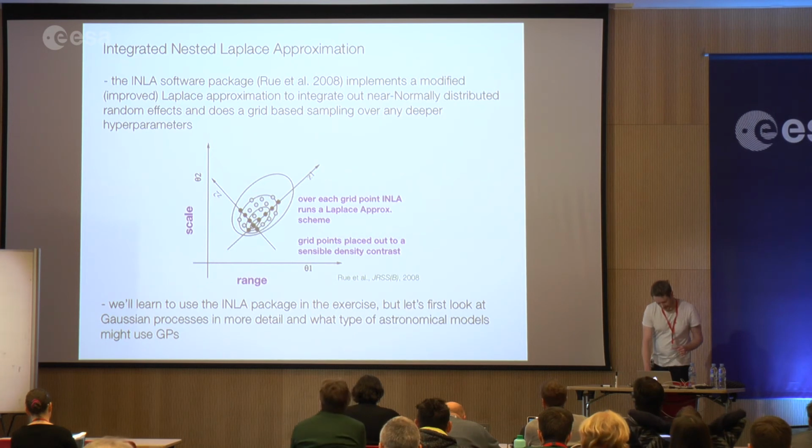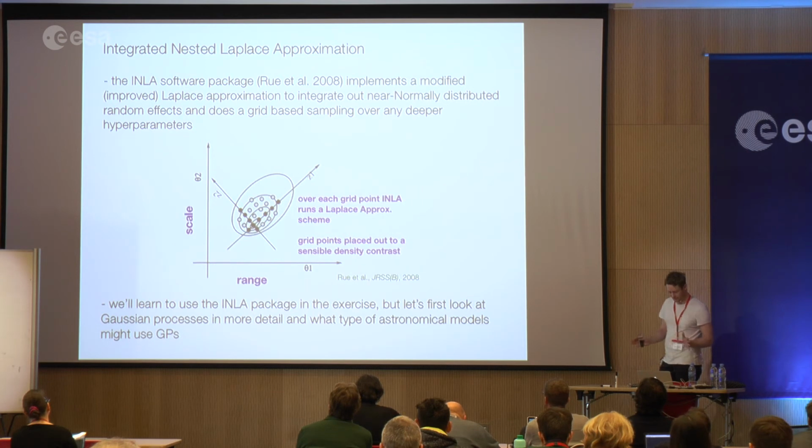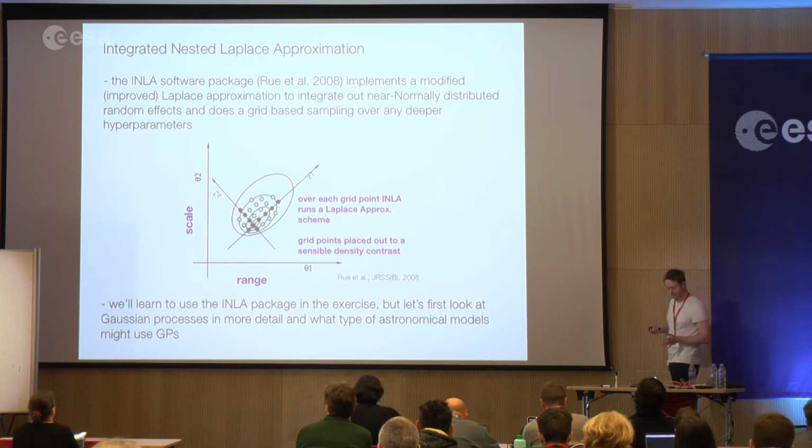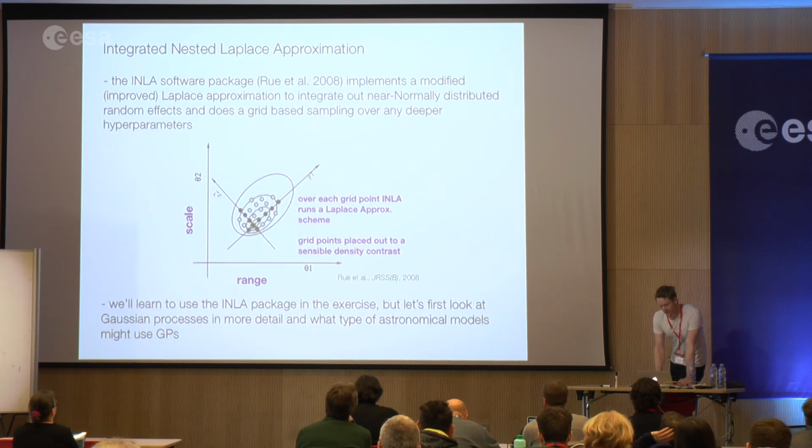What the INLA package does is implement a modified or improved Laplace approximation to integrate out near normally distributed random effects, ones like this, which usually come from a Gaussian process, and that's for the latent variables. And then for any remaining parameters, so parameters controlling things like the slope or the hyperparameters of the Gaussian process, we're not going to do MCMC sampling, we're going to do a grid-based search. It generally finds the optimum point and then places some grid points down.